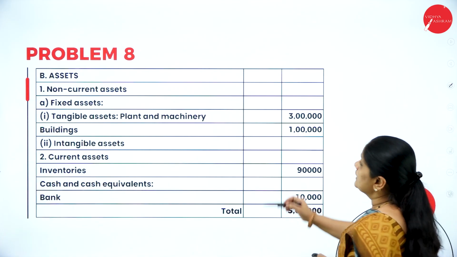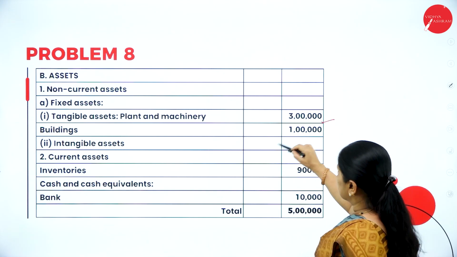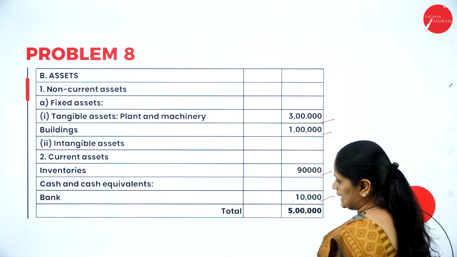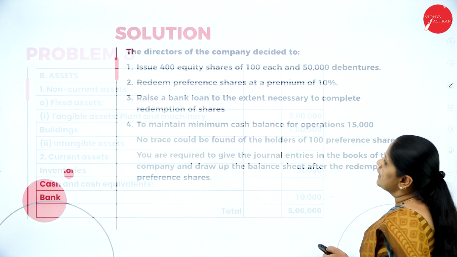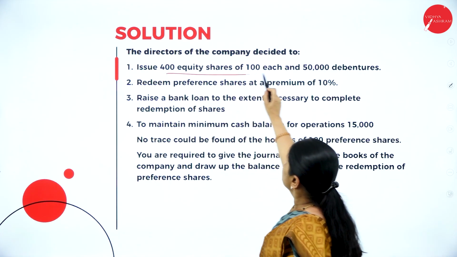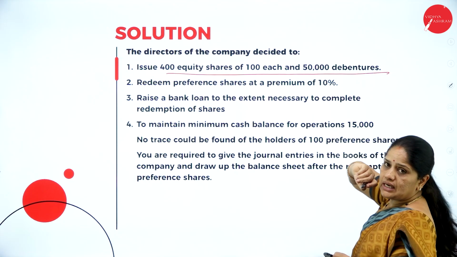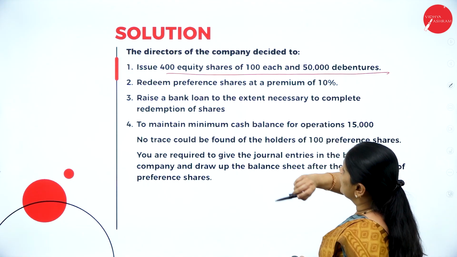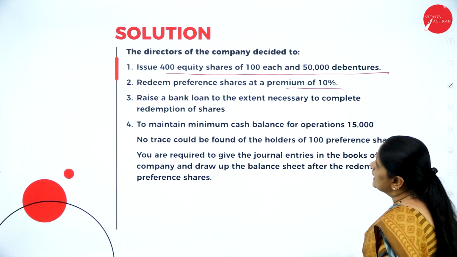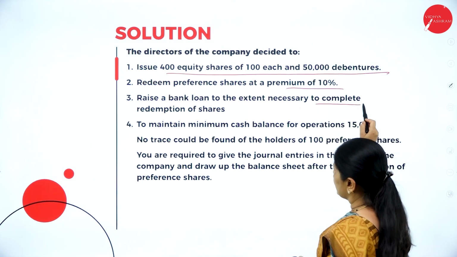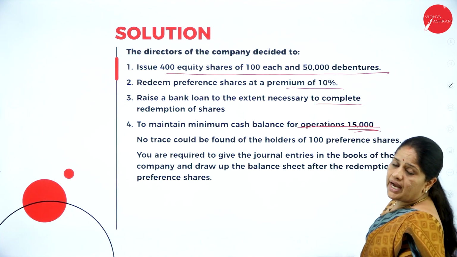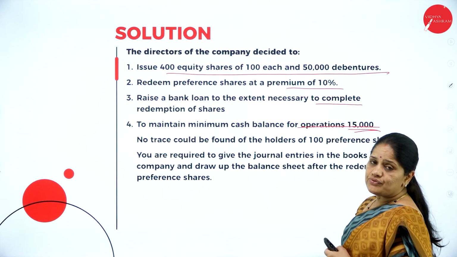Now, on the asset side we have plant and machinery 3 lakhs, building 1 lakh, inventories 90,000, cash and cash equivalent 10,000. Total is 5 lakhs. Now, the directors of the company decided to issue 400 equity shares of rupees 100 each and 50,000 debentures. So, they are raising the funds through equity shares and debentures. Redeem preference shares at a premium of 10%, raise a bank loan to the extent necessary to complete the redemption, to maintain a minimum cash balance for operations of rupees 15,000. So we have to maintain a cash balance of rupees 15,000 here.